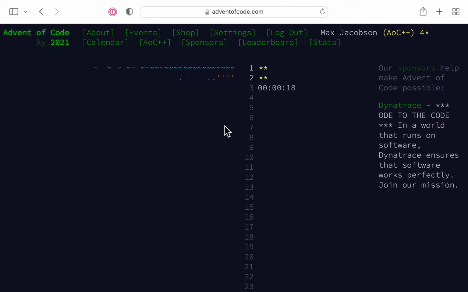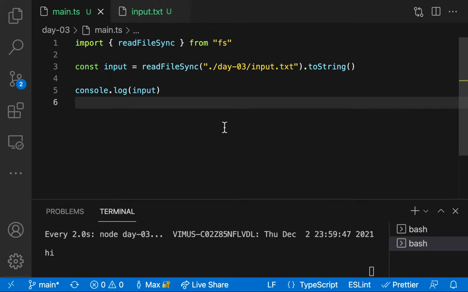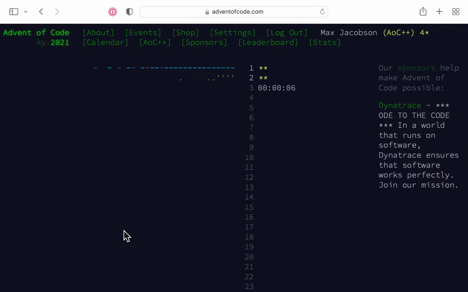All right, day 3 about to start. Did a little prep and just sort of made my empty file that reads the input. So I'm ready to get cracking right away. Okay.